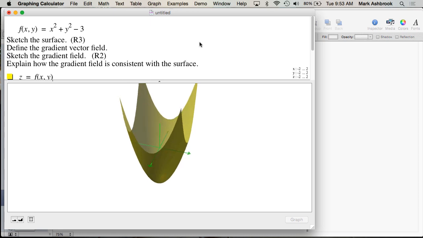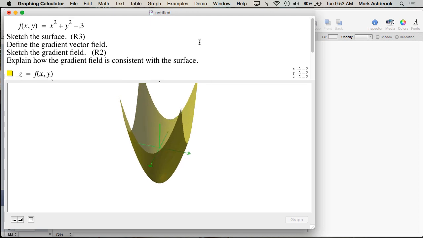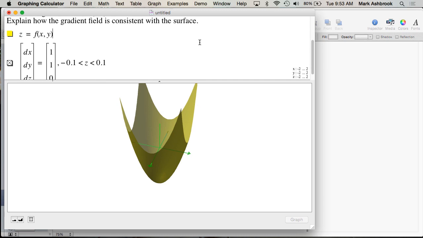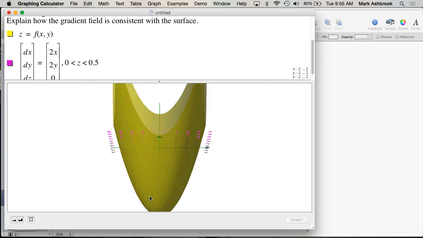All right, so then what about the gradient field? So what did you get for the gradient field? XY plane, but that's fine, right?